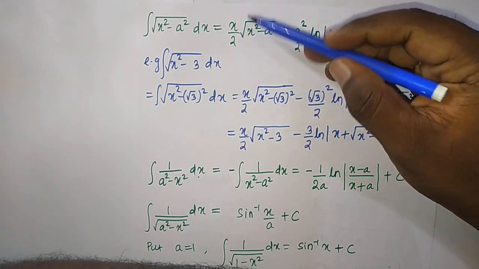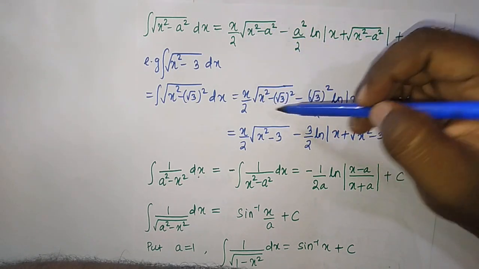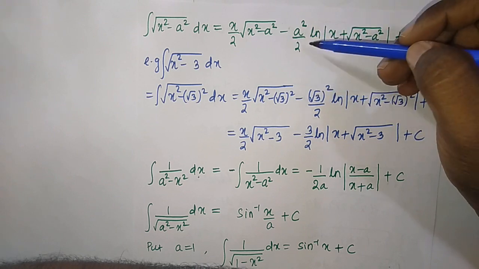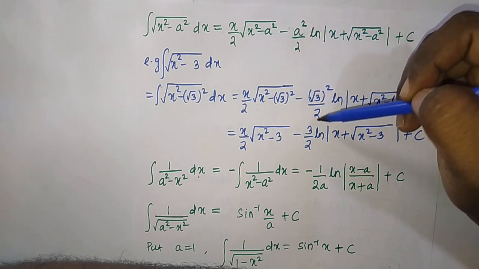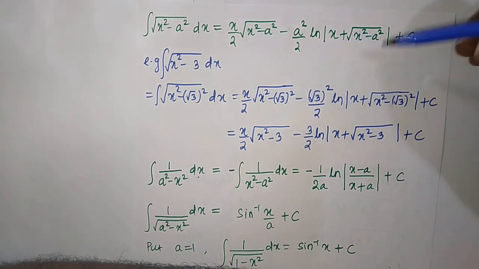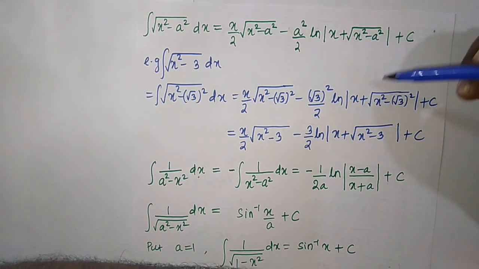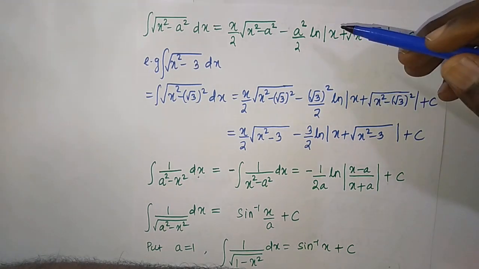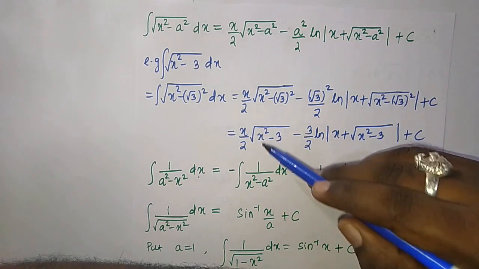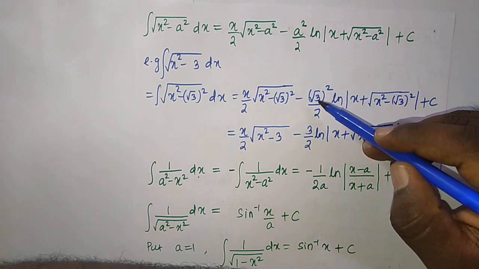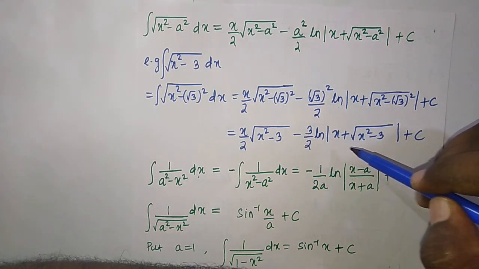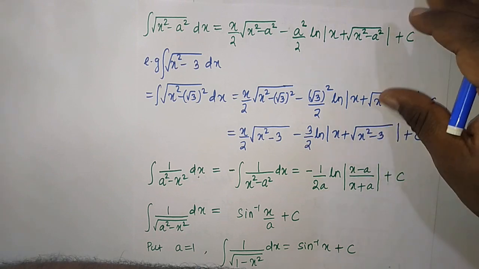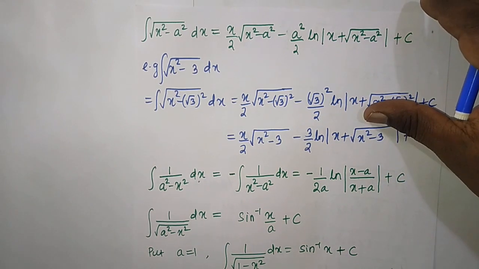x by 2 root over of x square minus a square, so root over of x square minus root 3 square, and minus a square by 2, here root 3 whole square by 2 ln modulus of x plus root over of x square minus a square, here plus root over x square minus root 3 square. Simplifying this, we will get x by 2 root over of x square minus 3 minus 3 by 2 ln modulus of x plus root over of x square minus 3 plus c. Okay, this is the answer.